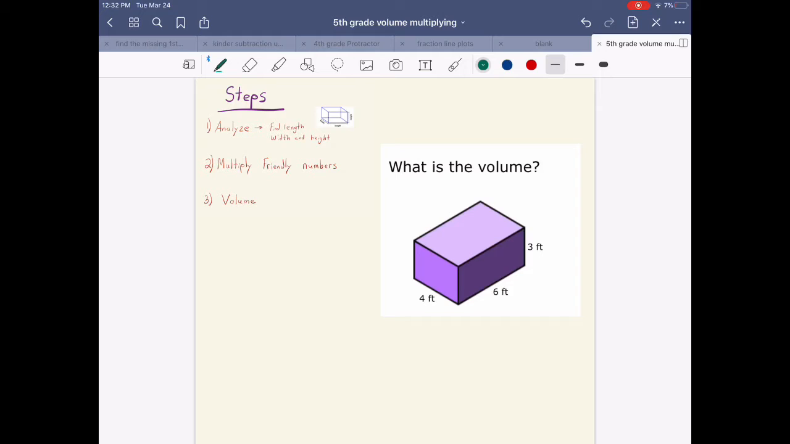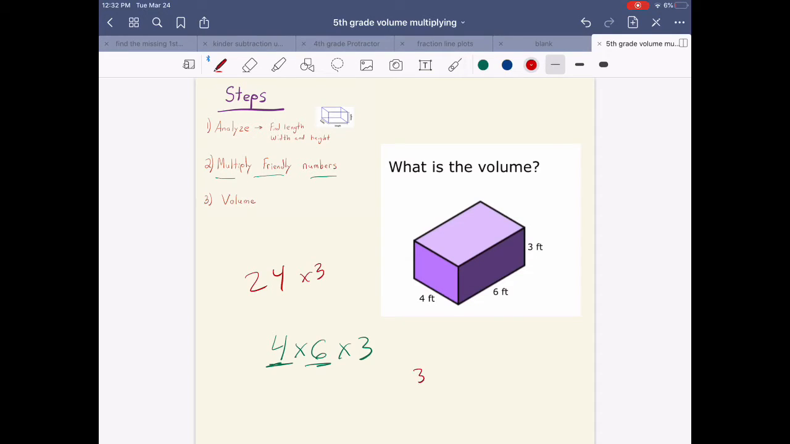Step 1, find the length, the width, and the height. So my length, width, and height are 4, 6, and 3. Now I separated them with the multiplication symbol because we are going to be multiplying them, okay? And because step 2 says multiply friendly numbers, what I like to do is multiply the ones I know that are pretty easy. Like for example, I know that 4 times 6 is 24. And then I have to just multiply it by the last one, which is 3. So I multiply 24 by 3.